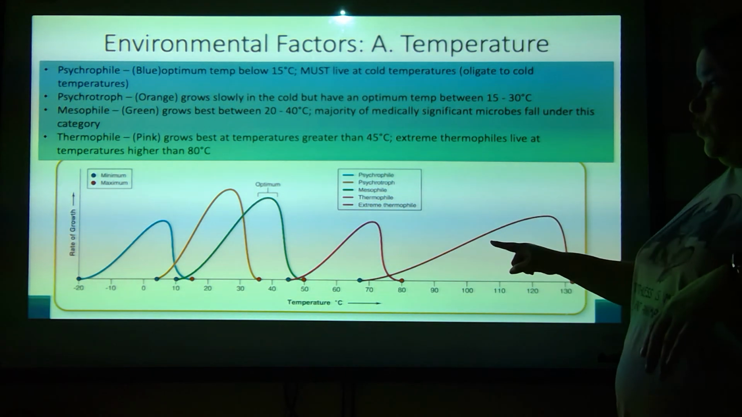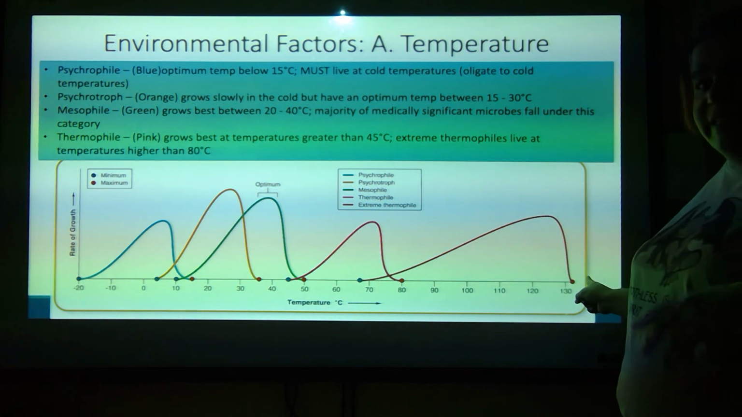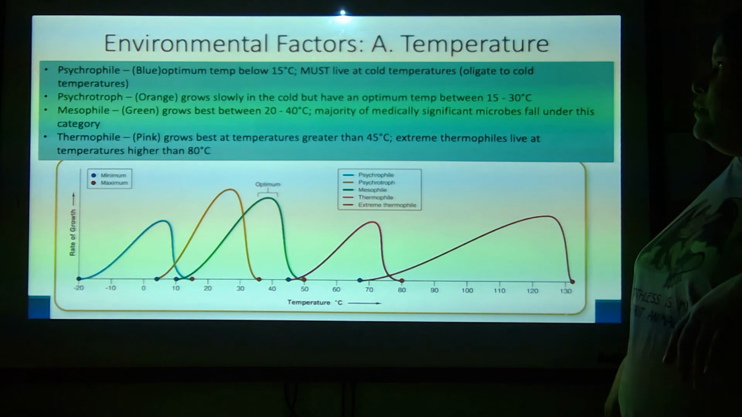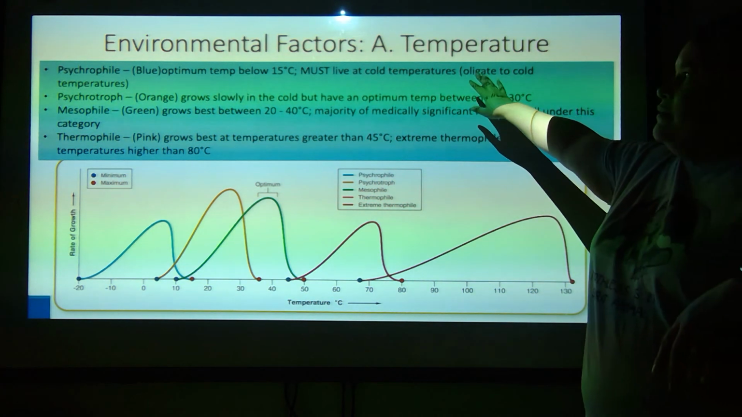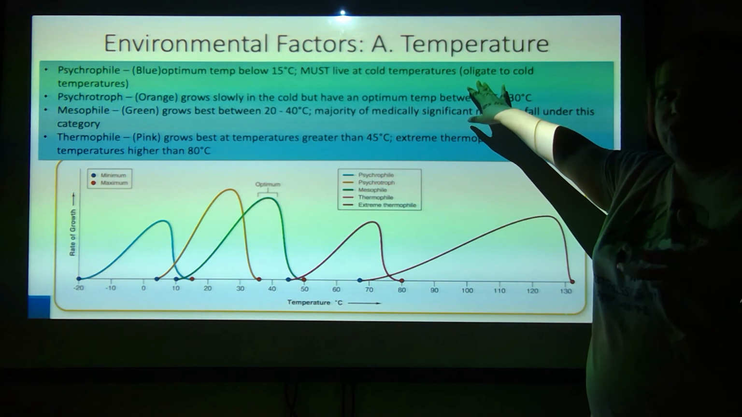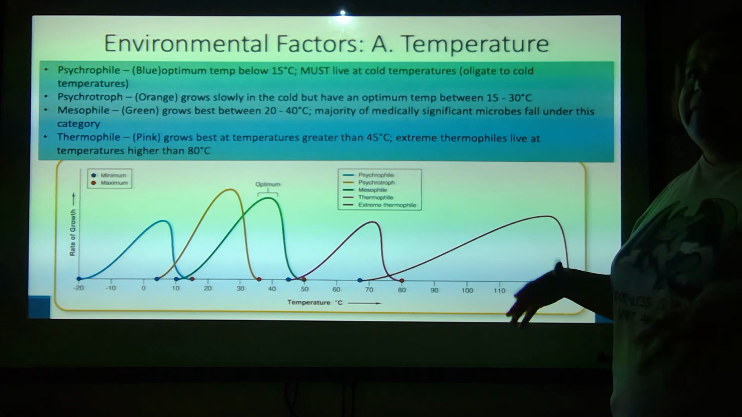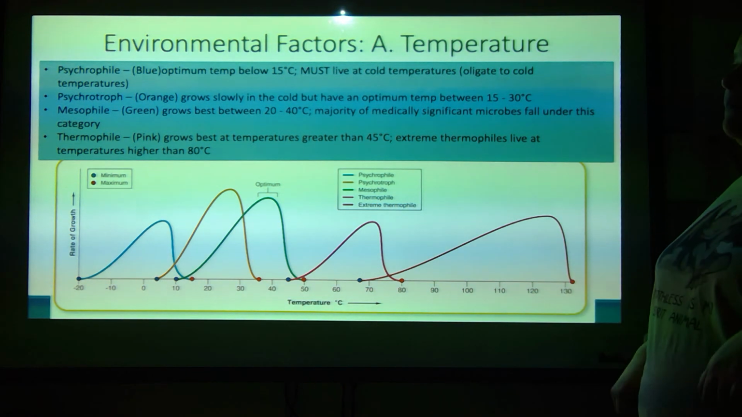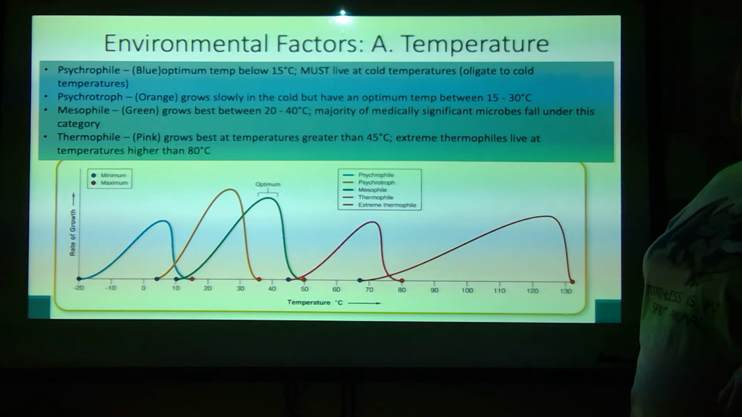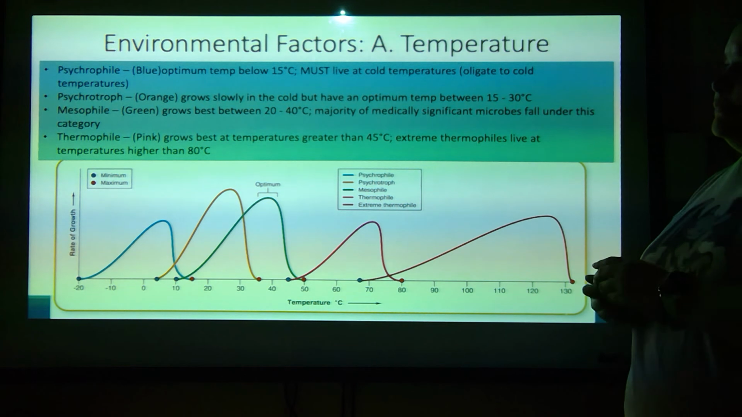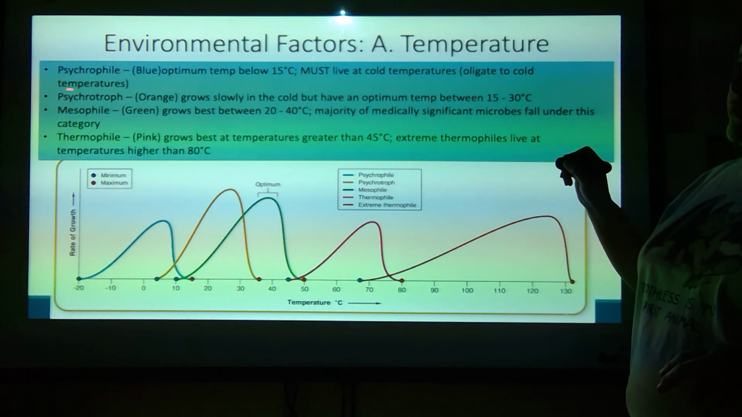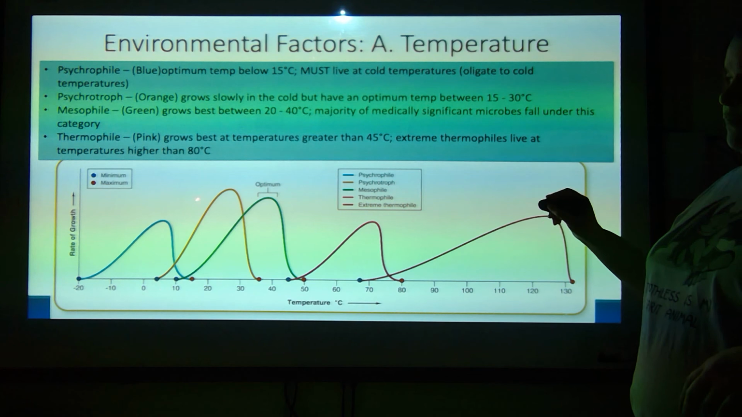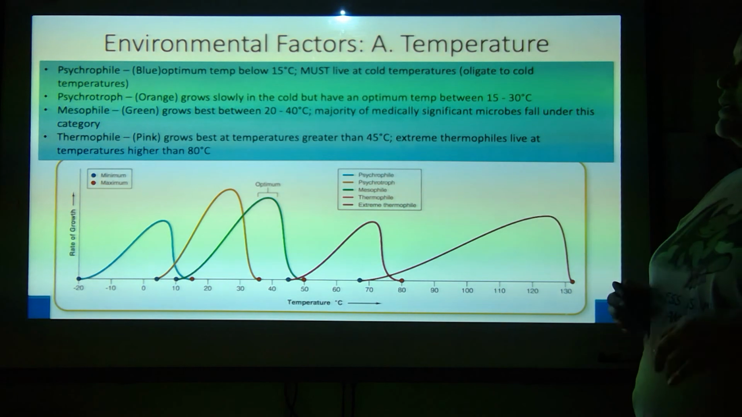Notice that when you get above that 15 degrees, there are no blue lines. That's because I'm outside of the homeostatic window. They must live in cold temperatures to survive. They're obligated to be at cold temperatures to live. Okay? Psychotrophs, the second bullet. This is the orange. All right?